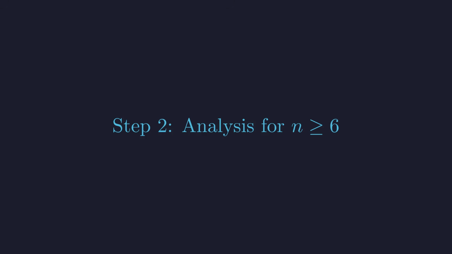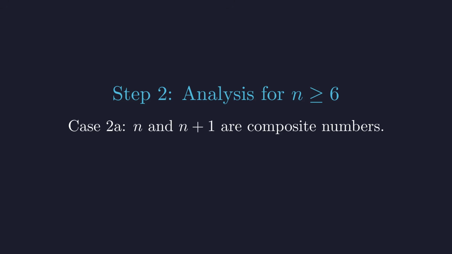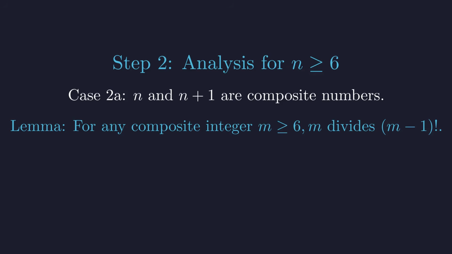Let's start with an interesting special case that'll give us some insight into the underlying structure. What if both n and n plus 1 happen to be composite numbers? This might seem like a very specific case, but it'll help us see what's really going on. We're going to need a beautiful fact from number theory. Now, this isn't true for every composite number. For instance, it fails when m is 4, but it works for composite numbers that are at least 6.